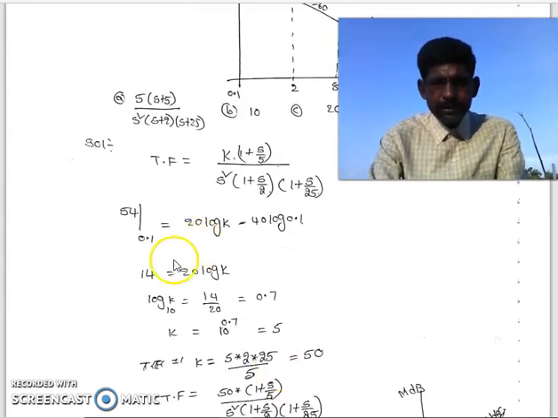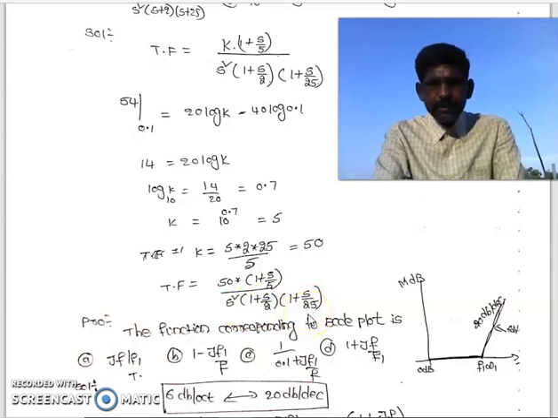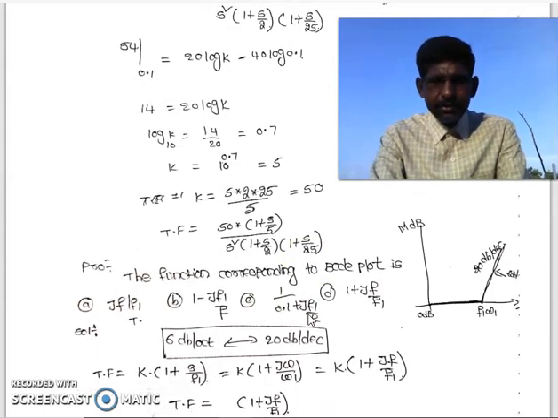If you simplify this, we get 14 equal to 20 log k base 10, so k equals 5. So the corresponding transfer function is 5 into 1 plus s by 5 divided by s square into 1 plus s by 2 into 1 plus s by 25. This is the required transfer function.